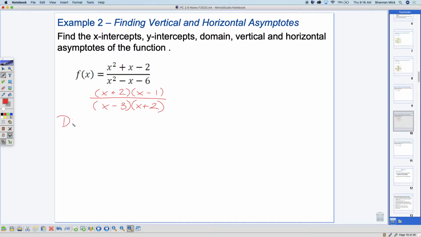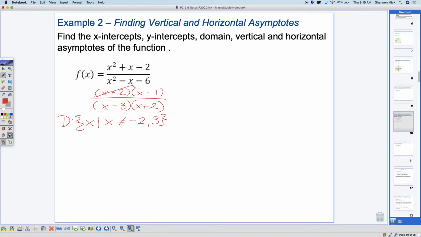Domain first, right? Yeah. 3 and negative 2. So x such that x cannot equal negative 2 and 3. And you did have a few on your homework that were fractions, so make sure you're doing those right. Okay, now I have to reduce.